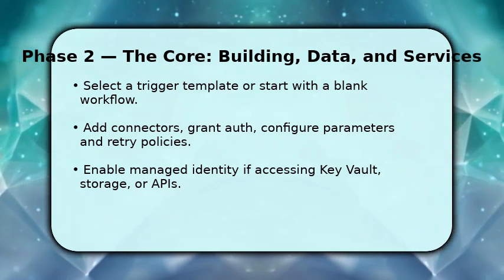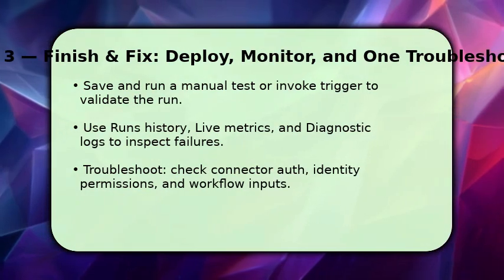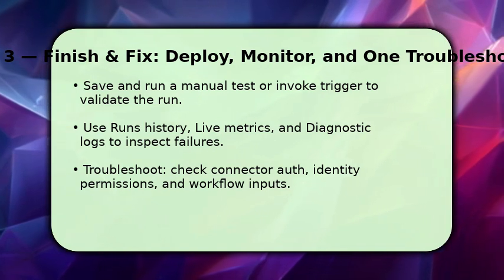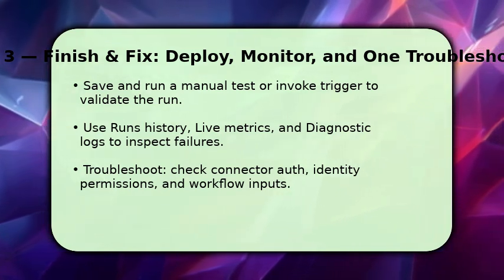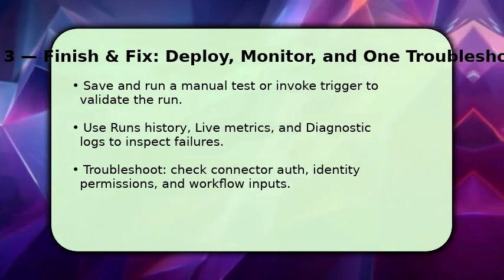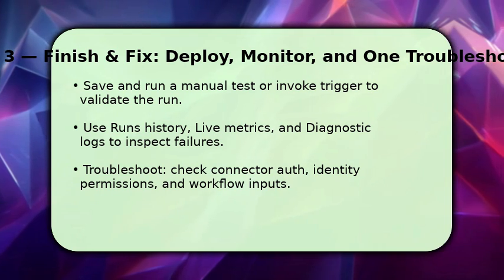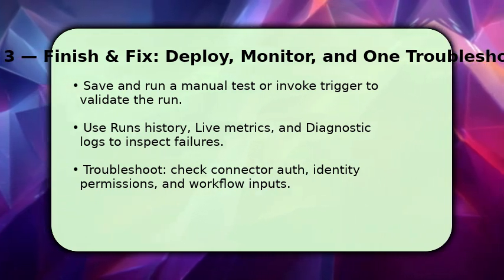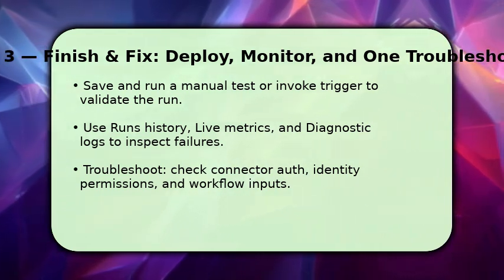Save the workflow and trigger a test, either manually or with the expected event. Once executed, open runs history to inspect inputs, outputs, duration, and any failed actions. Use live metrics and diagnostic logs for deeper telemetry. Make sure to set up alerts and retention for logs if you need long-term auditing.